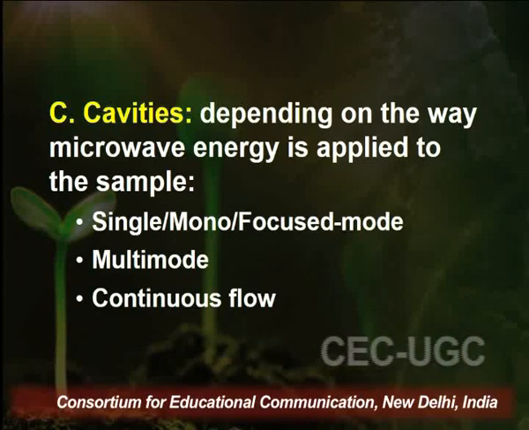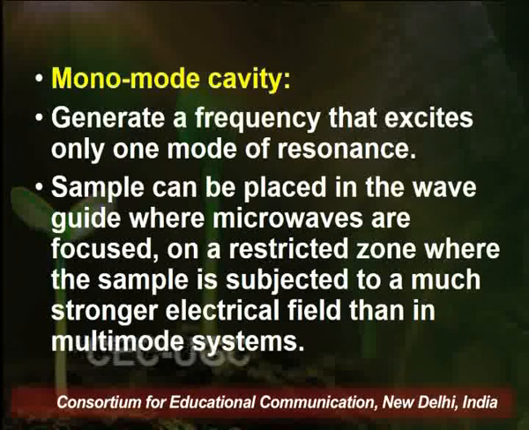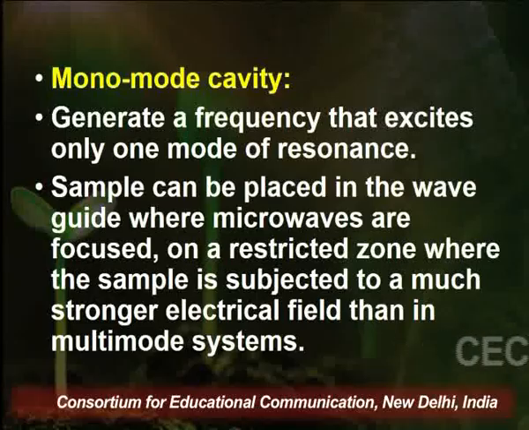Then we have multi-mode cavities and continuous flow cavities. Now the monomode cavities, as their name indicates, only excite one mode of resonance. That is, whenever the microwaves are produced by the magnetron, they are guided by the waveguides in a particular direction, and in that direction they will enter the cavity. So they will not be distributed haphazardly, but will move in a particular direction, and in the cavity they will fall onto the extraction vessel where the sample is.